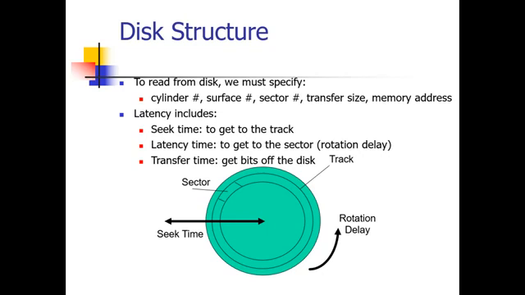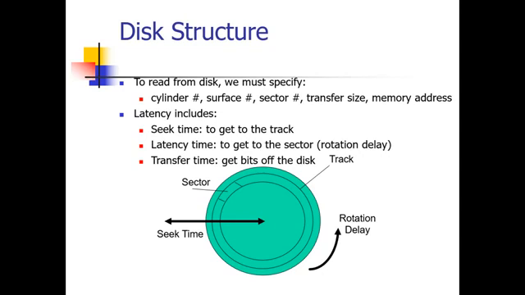Another one is latency time. As you can see, the disk is rotating. Once I move to the specific track, the track is divided into multiple sectors. I have to put my head on the sector because the sector contains the data. So the disk will be rotating, and that time is called rotational time or latency time, to get to that sector. Finally, once you get the sector, the time taken to transfer the data is called transfer time.